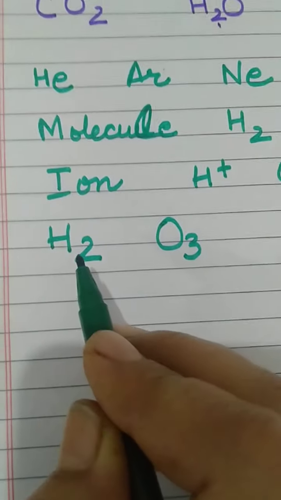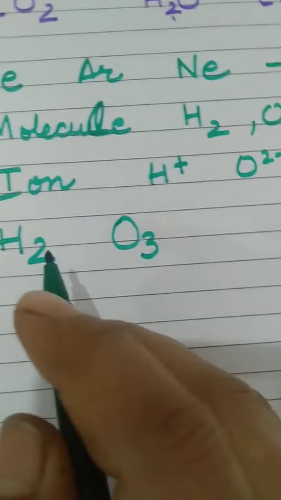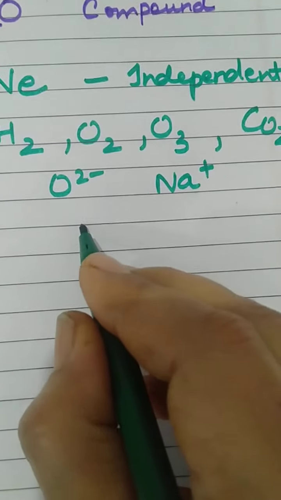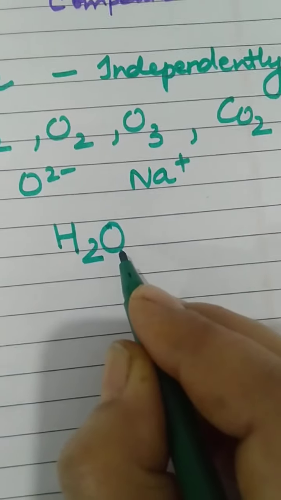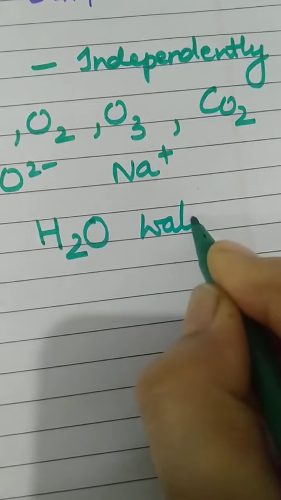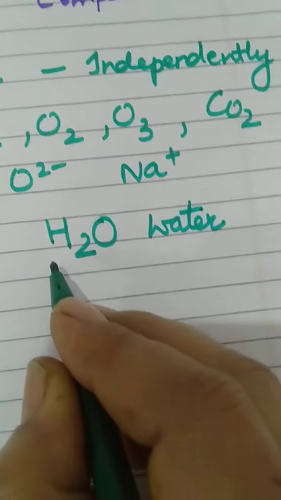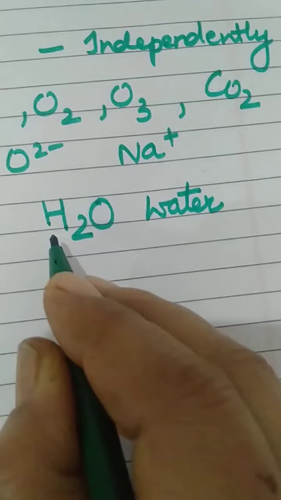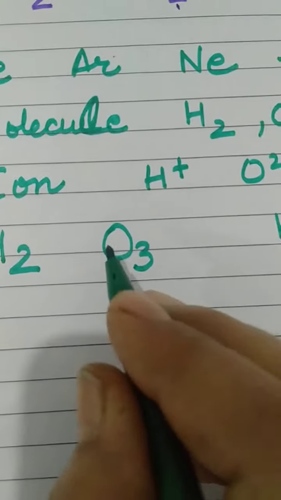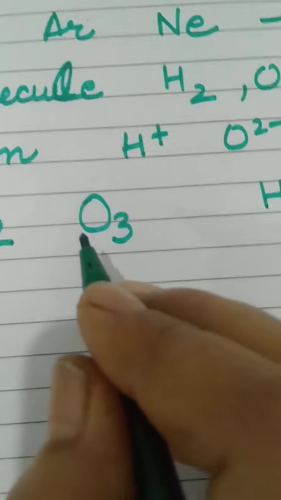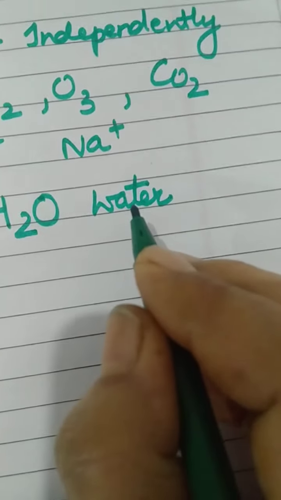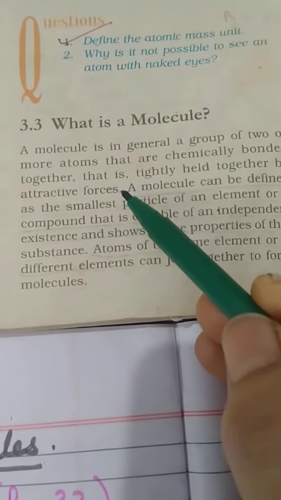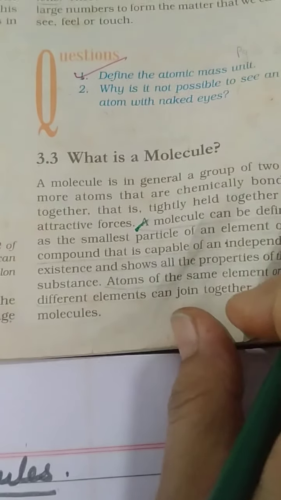So either atoms of the same element, like in this, or atoms of different elements, like hydrogen and oxygen, combine to form what? A molecule of water. Here you can see two different elements, hydrogen and oxygen. Here similar atoms were there, 3 atoms of oxygen, the same element. Here different elements combine to form a molecule. So the definition is given on page number 35, line number 4. You can mark it from there, right?